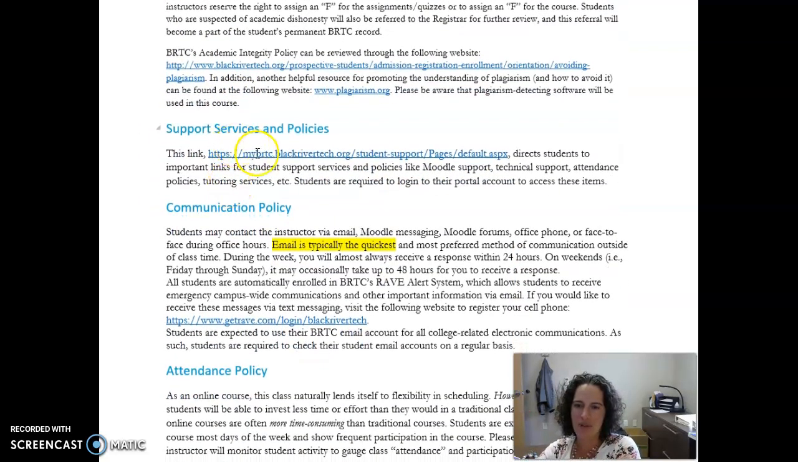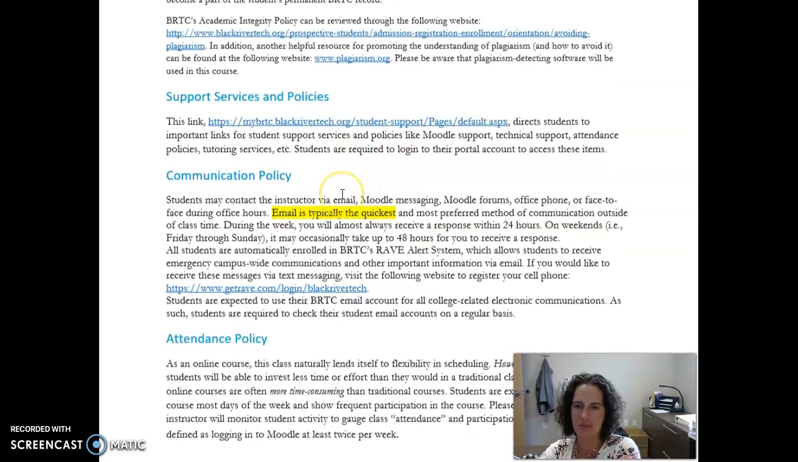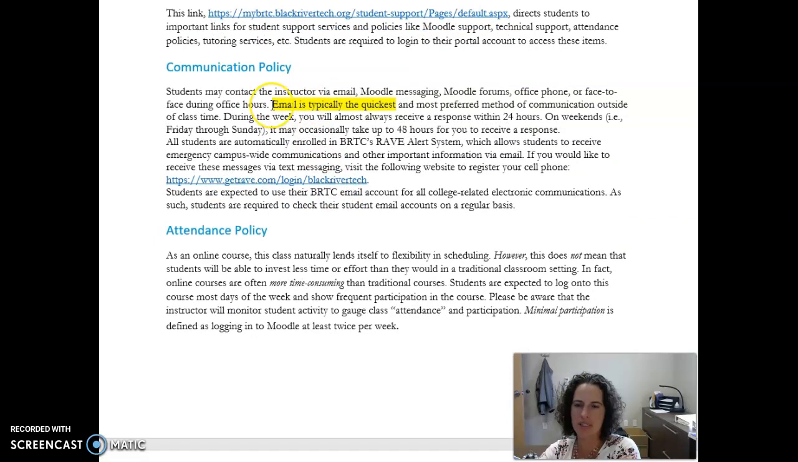Support services, we have all kinds of things available to you, so dig through that link and see what we've got. Communication policy, you can reach me through a lot of different avenues. Email's probably going to be the quickest. If you really need some one-on-one time with the topic, we can meet in my office, or we can meet in a Zoom meeting. I can set up a one-on-one Zoom meeting, and we can talk one evening about something that's really bothering you. So just let me know.